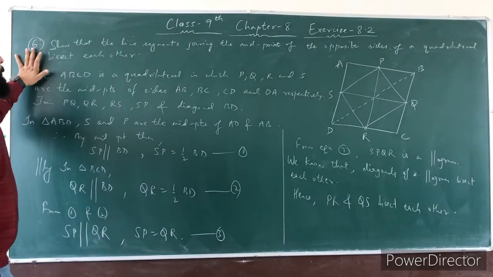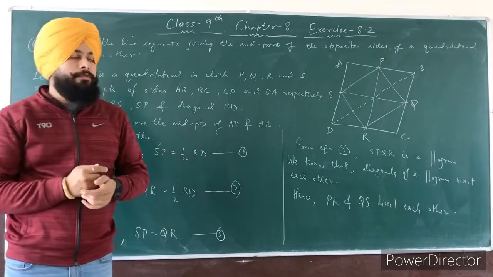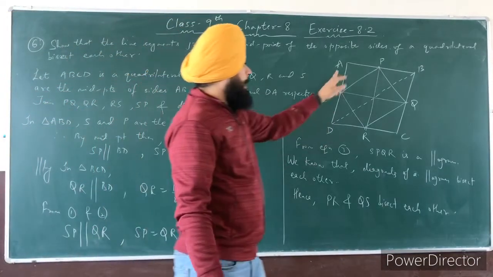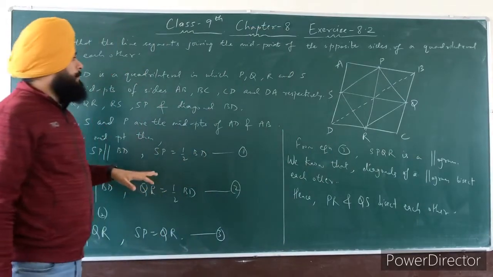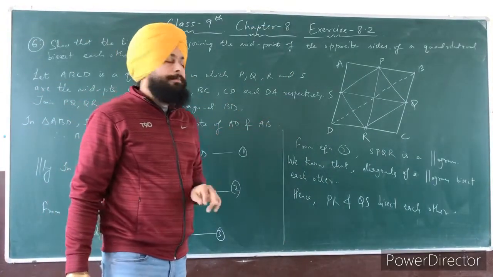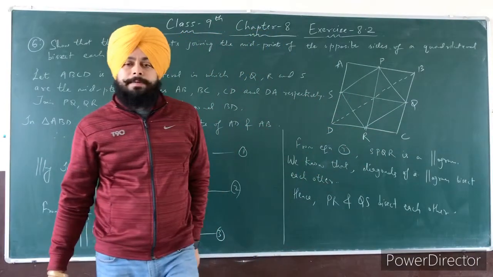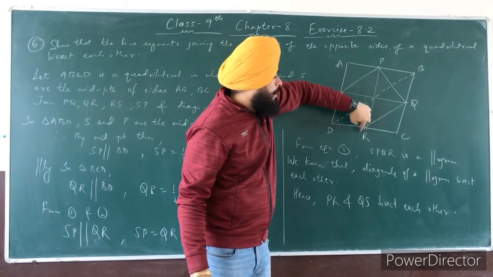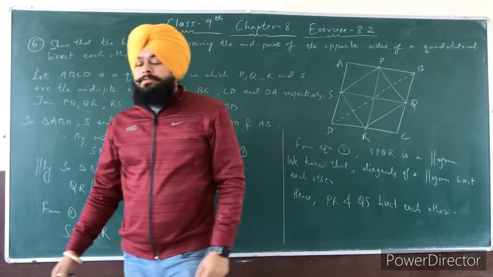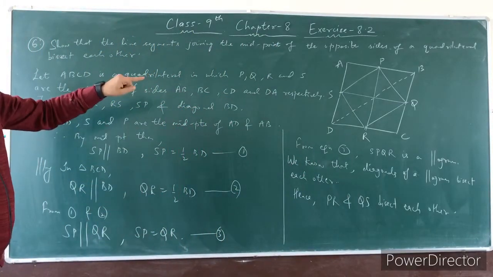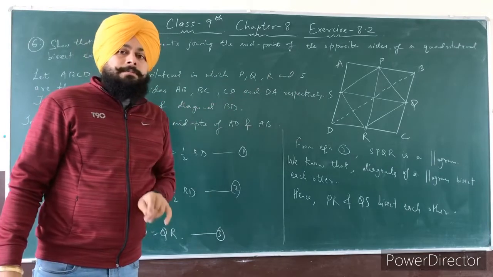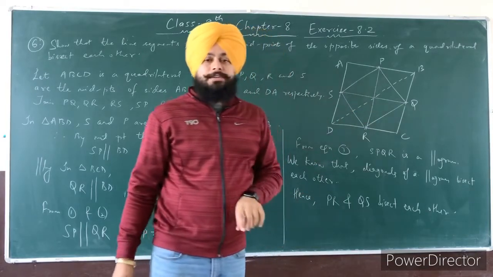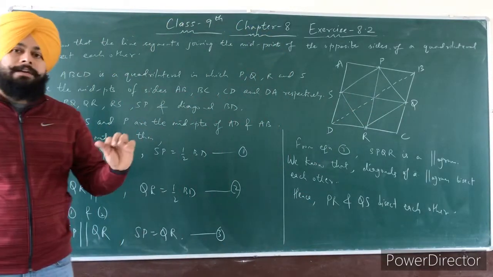This is question number 6. Show that the line segment joining the midpoint of opposite sides of a quadrilateral bisect each other. So ABCD is a given quadrilateral in which P, Q, R and S are the midpoints of side AB, BC, CD and DA respectively. So we have to show that when we join PS, SR, RQ and PQ, then what? We have to prove that the line segments joining these midpoints bisect each other. It means line segment PR and QS bisect each other. Bisect means they divide it into two equal parts.